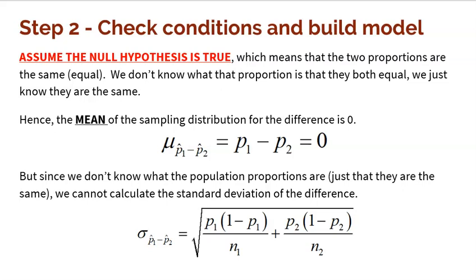So if I'm thinking about the boys and girls, I don't know if it's 70% that do their homework for boys and 70% for girls, or if it's 65%, 65%, or 81%, 81%. I just know that they're the same. That's my null, that they're the same, right? So I need to build a sampling distribution on that assumption.